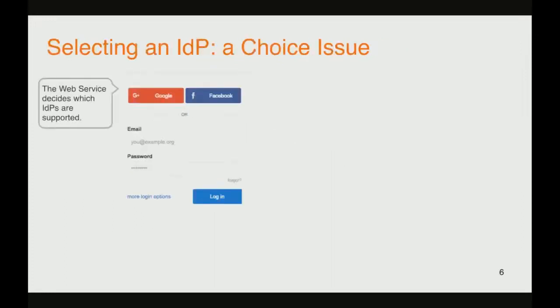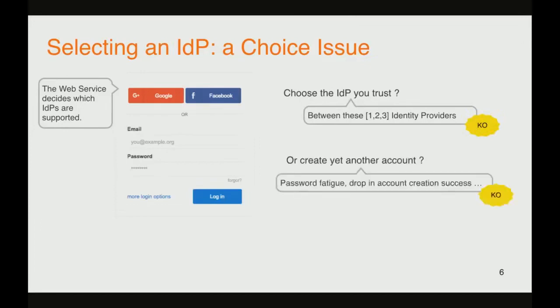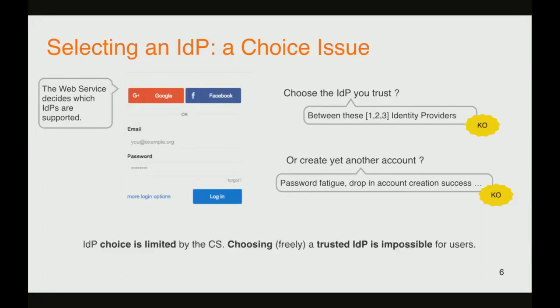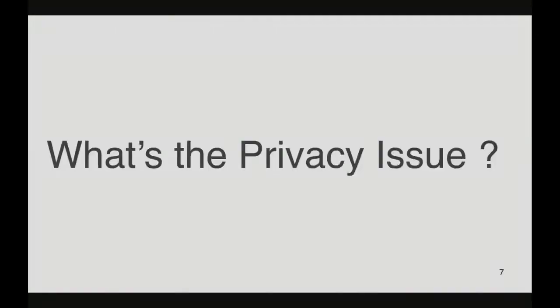But on the web, selecting an IDP is a choice issue. The websites that implement social login options implement really only a few of them, often one or two, maybe three. And so the users are faced with a dilemma: either choose an IDP that they may trust, but between a really restricted number of choices, or create yet another account with the issues we know, such as password fatigue or drop in security. So choosing a trusted IDP is impossible.